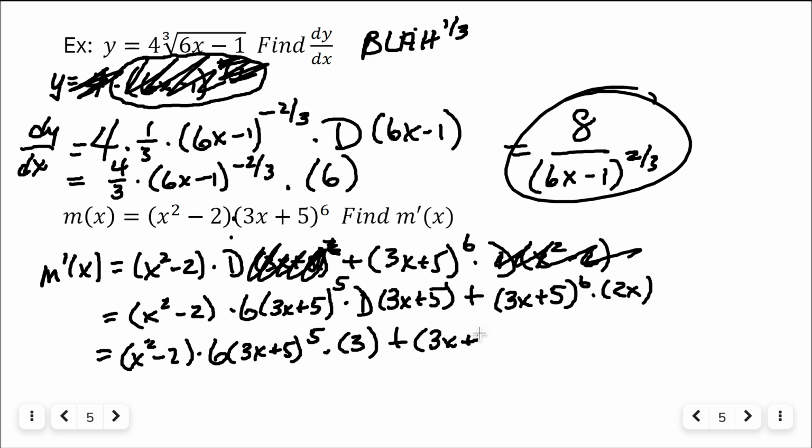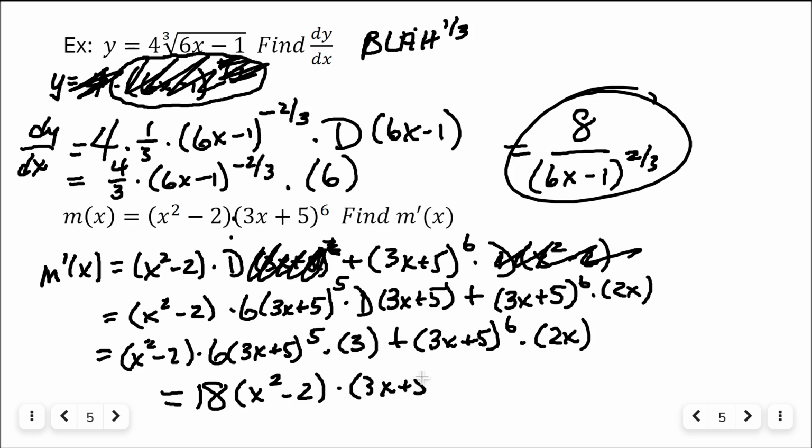So this is 3x plus 5 to the 6th times 2x. I'm just bringing that down. And now I can multiply. 6 times 3 is 18. x squared minus 2 times 3x plus 5 to the 5th plus 2x times 3x plus 5 to the 6th. I'm not doing any more calculus. Okay. Now, what I do want you to see is that there is a GCF here, right?